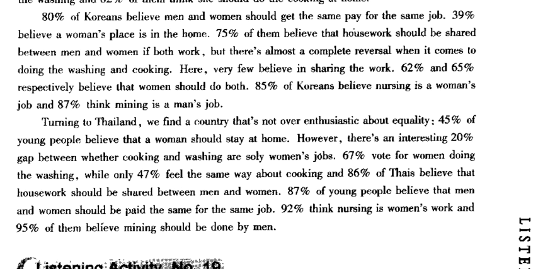Turning to Thailand, we find a country that's not over-enthusiastic about equality. 45% of young people believe that a woman should stay at home. However, there's an interesting 20% gap between whether cooking and washing are solely women's jobs. 67% vote for women doing the washing, while only 47% feel the same way about cooking, and 86% of Thais believe that housework should be shared between men and women.